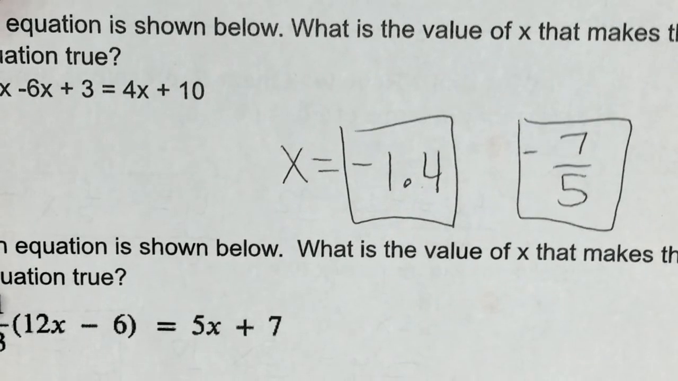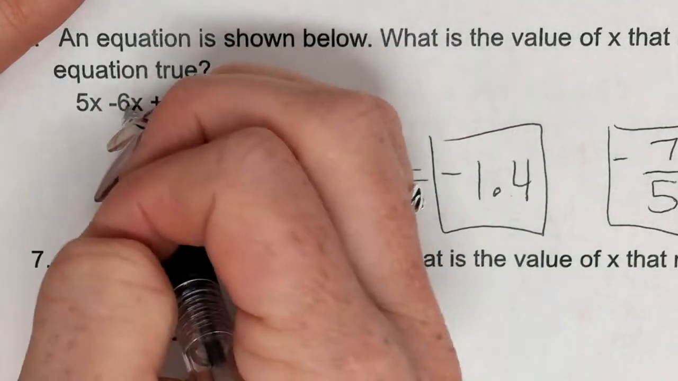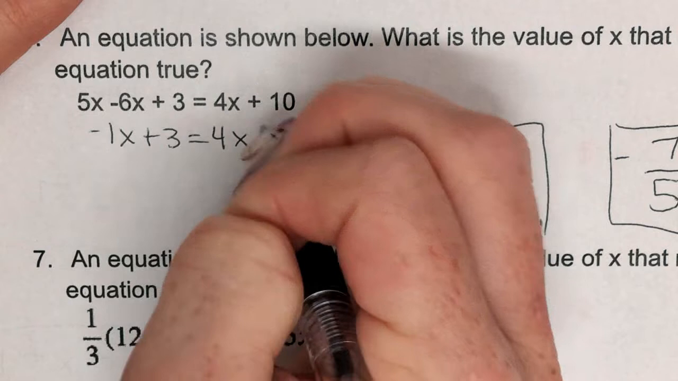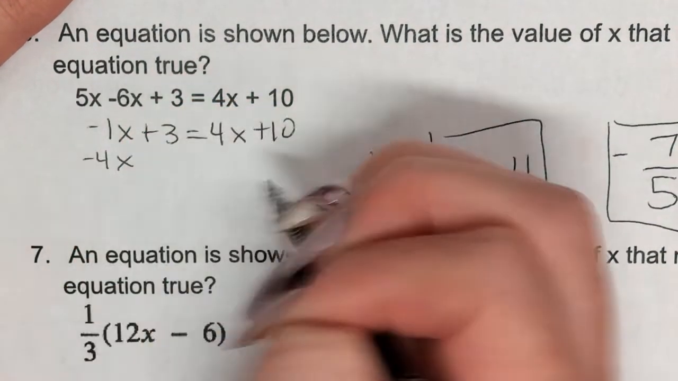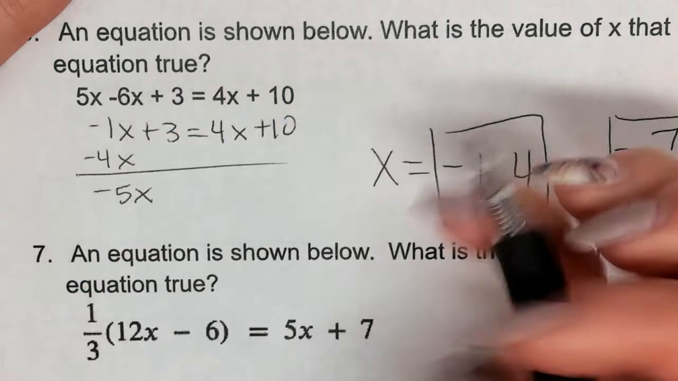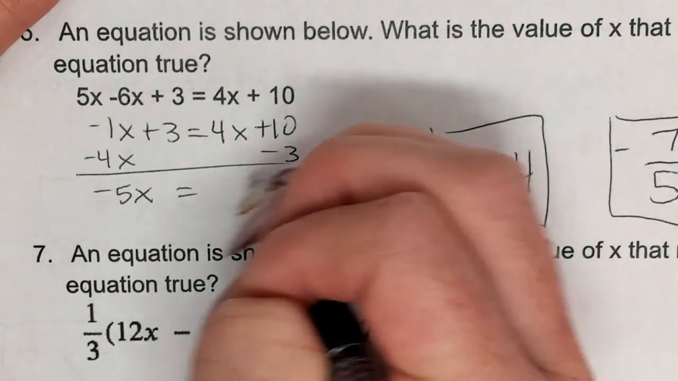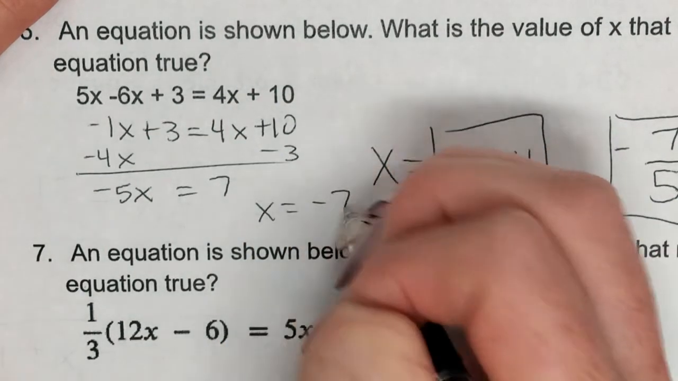Yes. Okay, if I wanted to solve this by hand, I would have combined like terms. 5x minus 6x is negative 1x. Then I would pull all the x's to the left, so minus 4x. So I have negative 5x. How would I get rid of this 3? Minus 3. And so I have 7, and I would divide, and I'd have x equals negative 7/5.